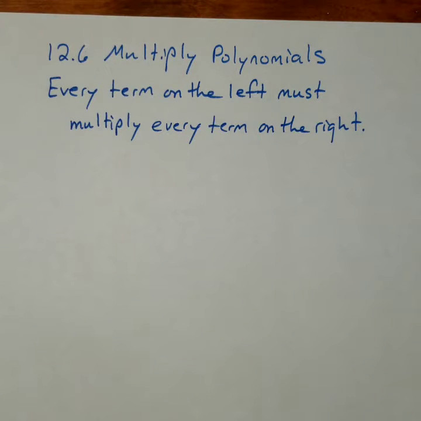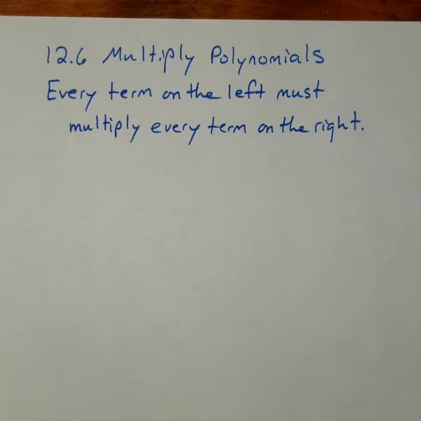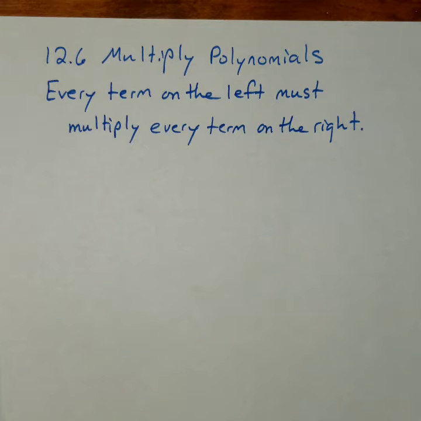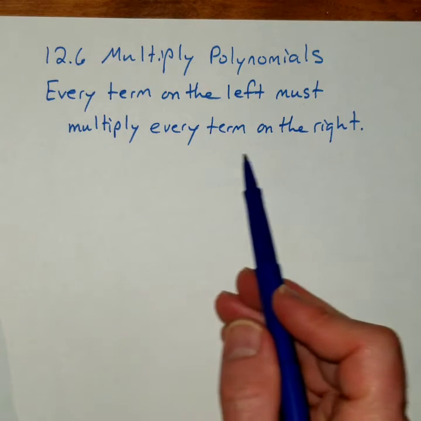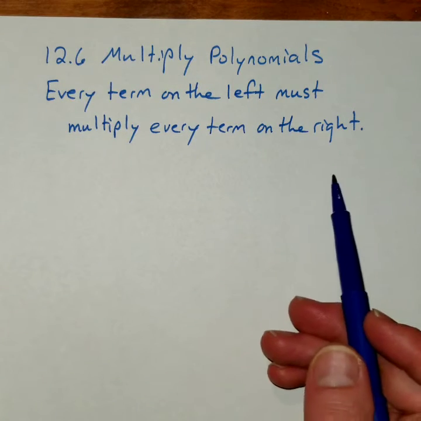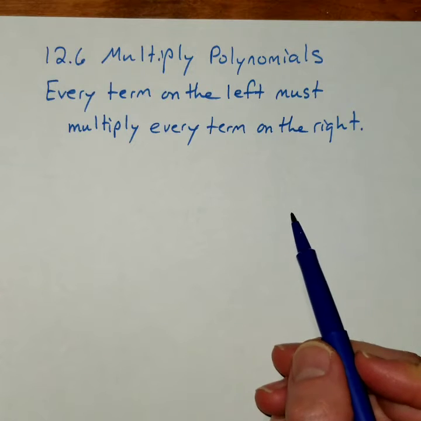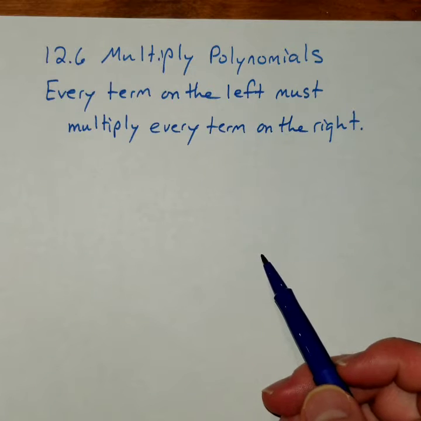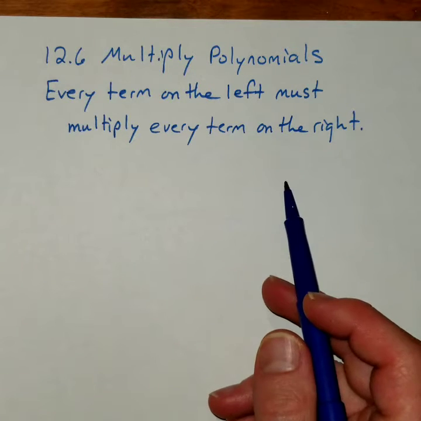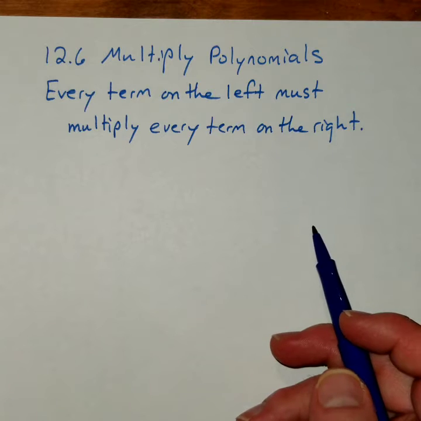Alright, so wrapping up this section, we're going to do quite a few examples here of multiplying polynomials. You just have to make sure to remember this one key property, or this key rule, is that every term on the left must multiply every term on the right. So you have two polynomials, multiply them together. You must make sure every term on the left polynomial multiplies every term on the right polynomial. And this was determined using a repeated distributive property in the last video.